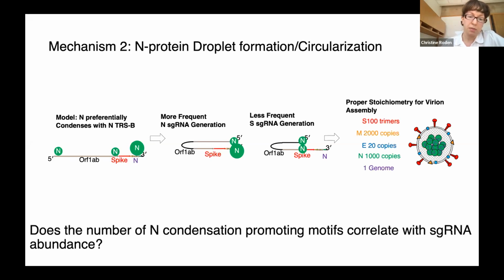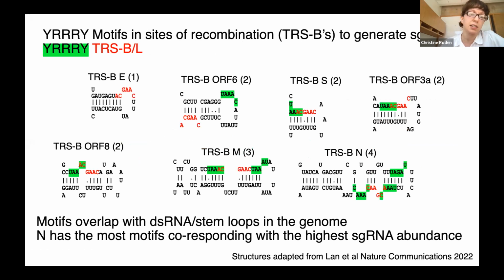So is the number of N protein condensation promoting motifs correlated with sgRNA abundance? And it turns out that that is exactly the case. So what we're looking at is the TRS-B structures for each of 7 of the structural proteins. And the red sequence is the TRS body sequence, and the green is motifs. Of course, the TRS body is encompassed within this N protein condensation promoting motifs.